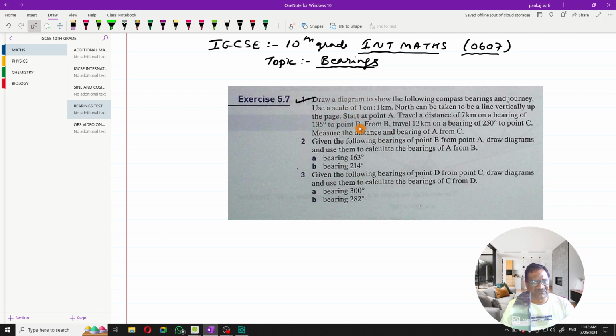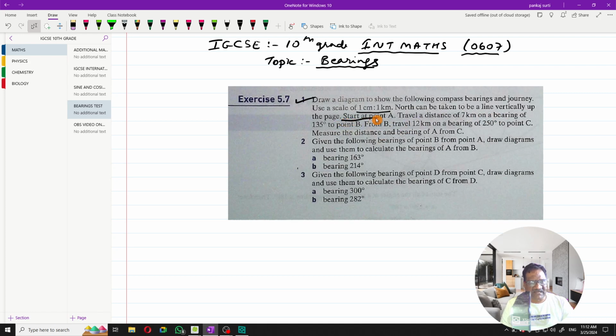If you read this question carefully, it says draw a diagram to show the following compass bearings and journey. You have to use a scale: 1 centimeter is equal to 1 kilometer. That is a striking point you have to bear in mind. The north can be taken as the line vertically upwards the page, that is the reference line for the north direction. You have to start from a point A.